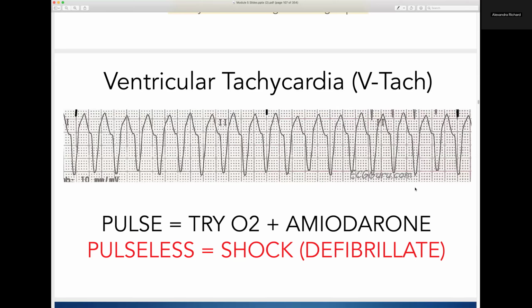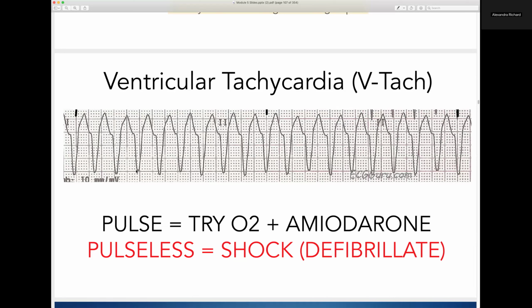So to me, VTach looks like mountains. And I tell myself, oh my gosh, I would get tachycardia climbing all the way up this mountain and back down, and then all the way up this mountain and then back down. To me, VTach looks like straight mountains. So write that down.